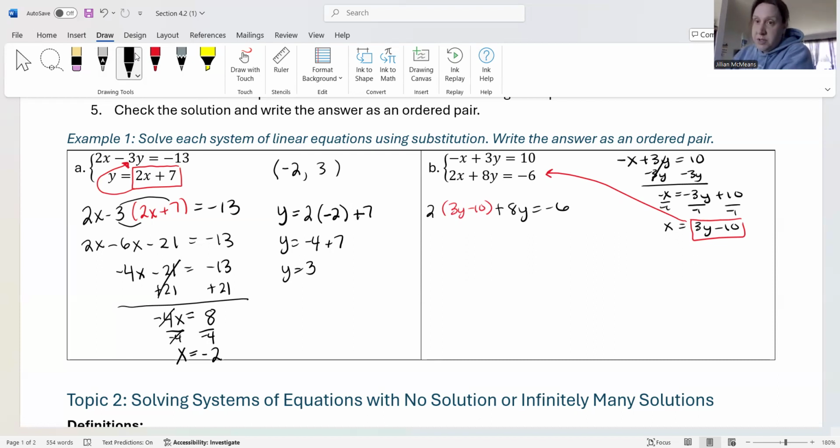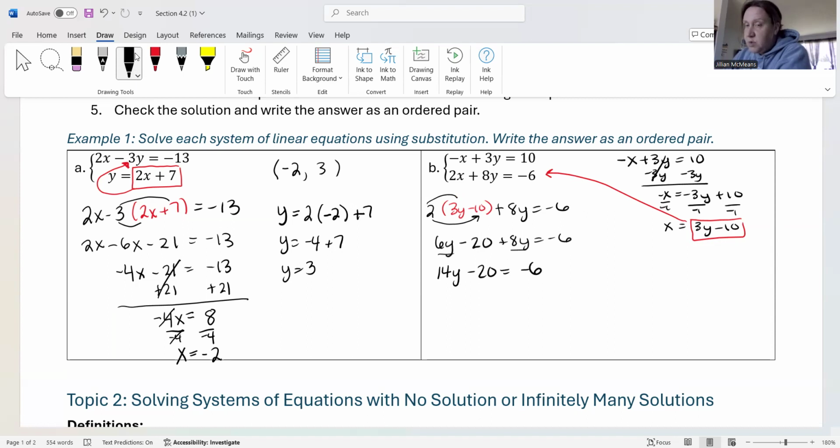So I'm going to distribute my 2 first. I distribute the 2 through the set of parentheses. So I get 2 times 3y, which is 6y. I get 2 times negative 10, which is negative 20 or minus 20. And then I had 8y equals negative 6. We want to try to combine like terms. So I have 6y plus 8y. Well, 6 plus 8 is 14, so that gives me 14y minus 20 equals negative 6.